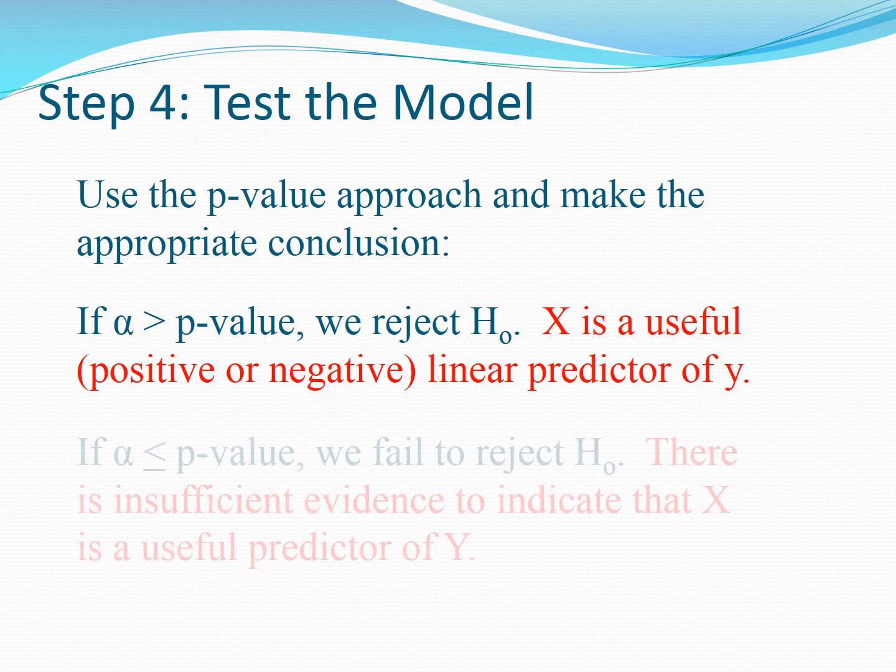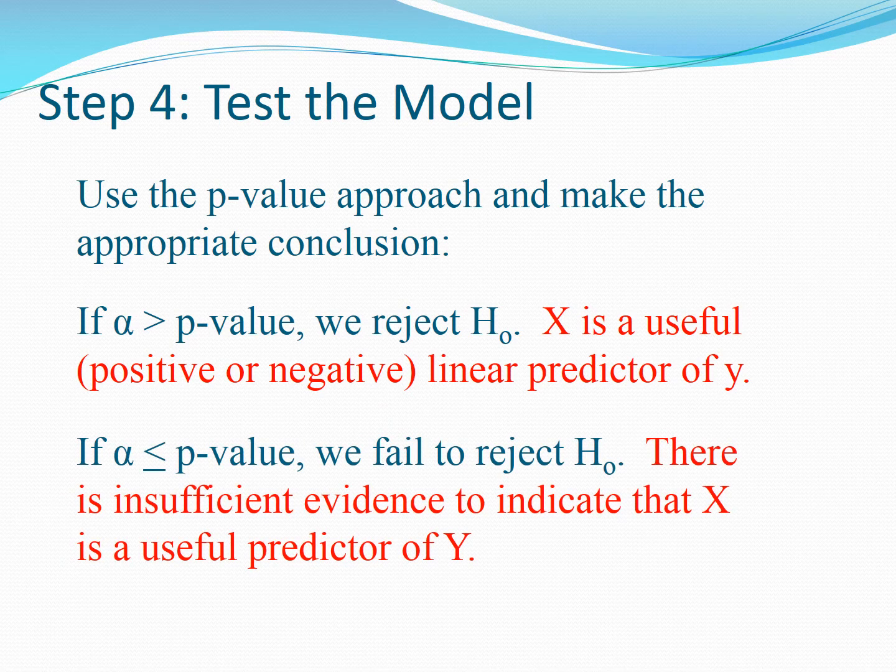Now, what's the p-value approach? Well, you know how to do it. If the p is low, we're going to reject that null hypothesis. Another way of saying it, if alpha is greater than the p-value, we reject the null hypothesis. We're going to conclude that X is a useful, positive or negative, depending on what we've tested, linear predictor of Y. The other possibility, fail to reject. If our p is high, we fail to reject. There's insufficient evidence to indicate X is a useful predictor of Y.